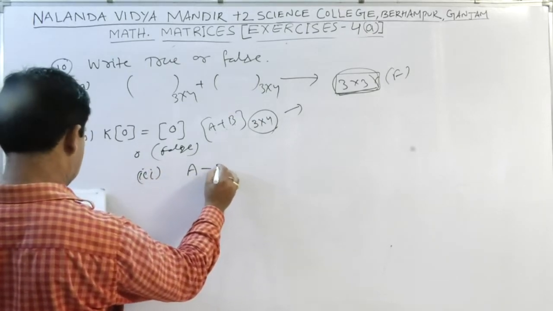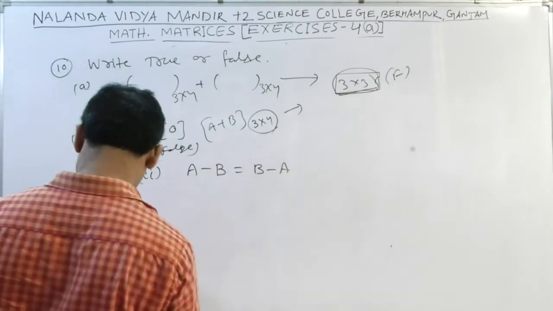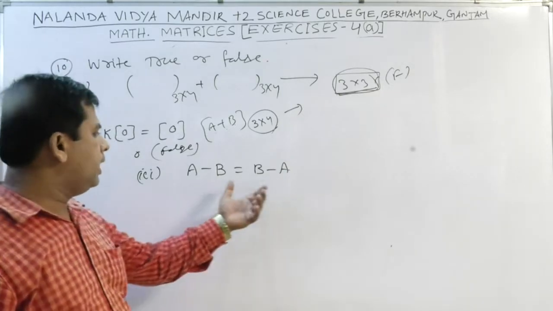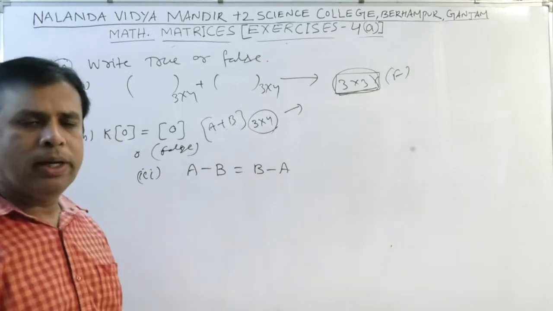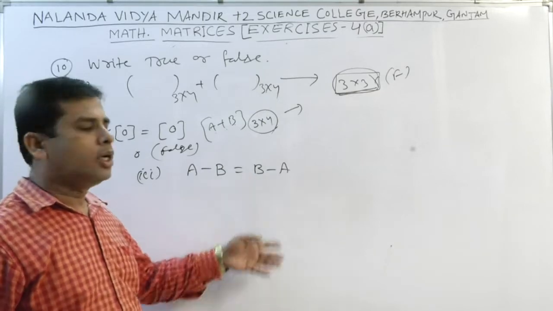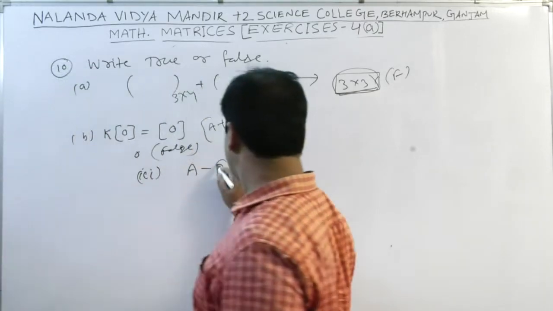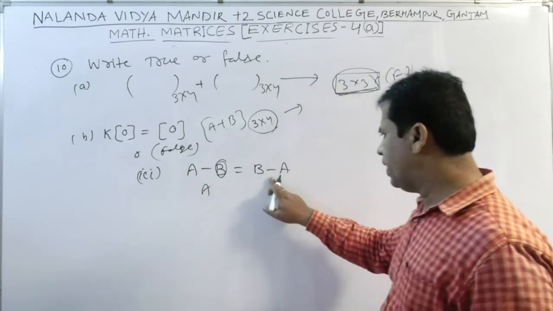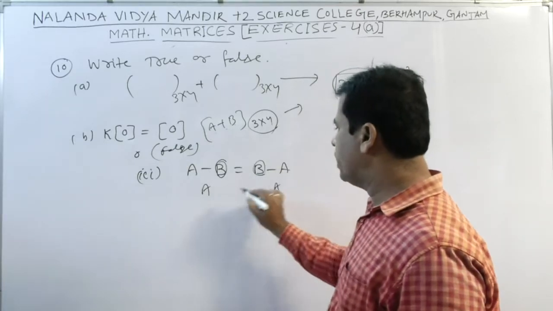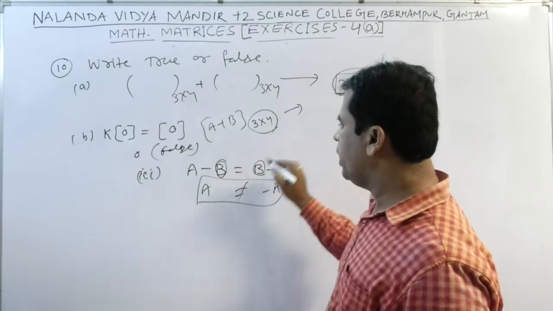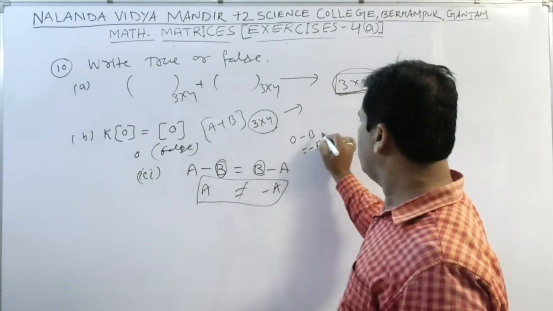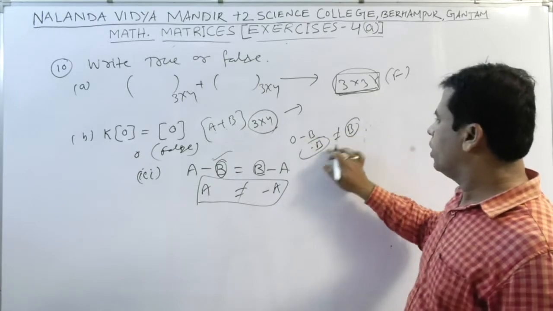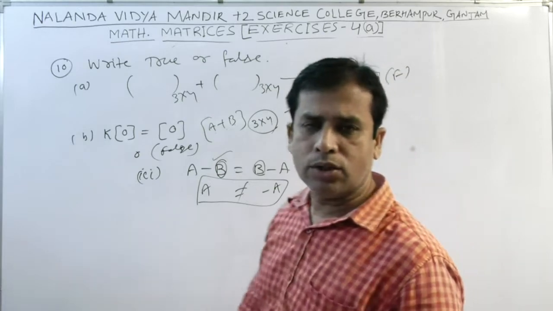The third one: A minus B is equal to B minus A. If A and B are zero matrices of the same order, then this condition is satisfied. But a zero matrix is not the general case, so let's consider B is 0. Therefore, A minus B is equal to A. For B minus A, we get minus A. Therefore, A is not equal to minus A. If A is the zero matrix, 0 minus B is equal to minus B on the left hand side, and the right hand side is B minus A, which gives B. Therefore, minus B is not equal to B. Therefore, this statement is also a false statement.